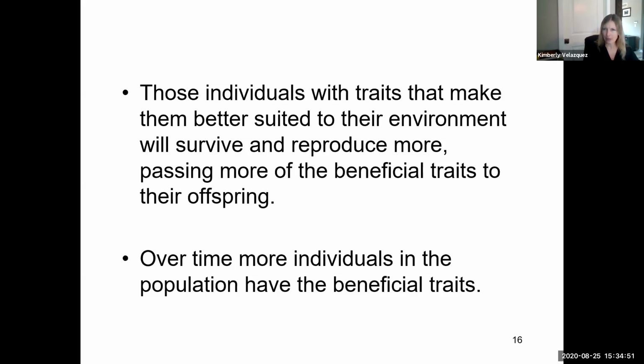And the way that happened is over time, those individuals who had the traits that were best for that environment are the ones who survived and reproduced. And when you look across the environment today, you can name thousands of specializations in organisms that make them more suited to their environment.